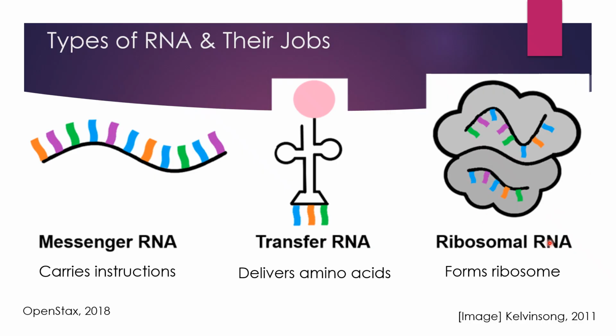Ribosomal RNA, or rRNA, forms the core structure of the ribosome itself and plays a direct role in protein formation. Together, these RNA types work in coordination to ensure genetic information is accurately converted into functional proteins. In addition to these major types, cells also use other RNAs, such as microRNA and small nuclear RNA, which help regulate gene expression and RNA processing.